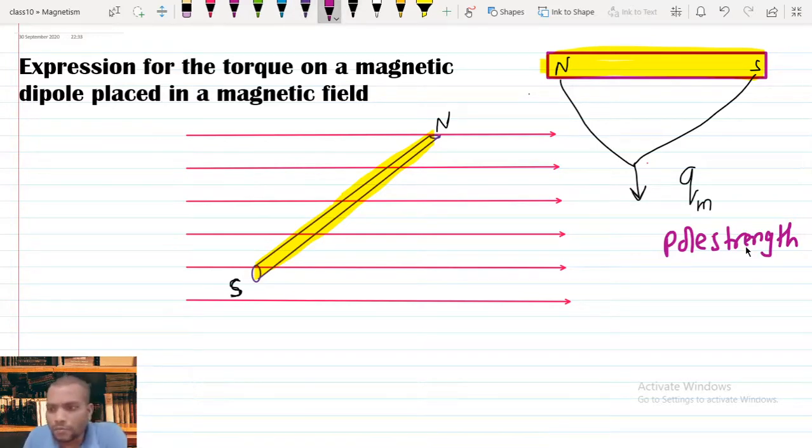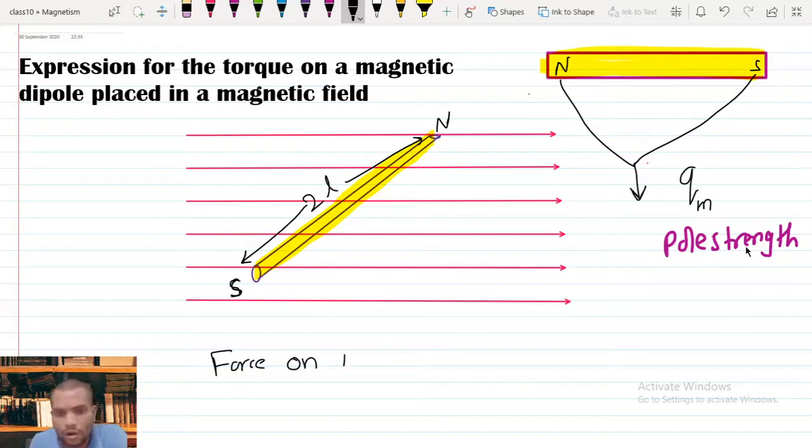Now, if Qm is the pole strength of each pole, because it's a dipole, it has two poles. Each pole has a pole strength of Q suffix m. And if I take the bar magnet length as 2L. Now, if Qm is the pole strength of each pole, we need to find first the force on the north pole of the magnetic dipole.